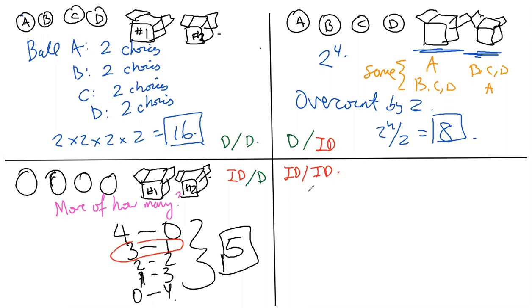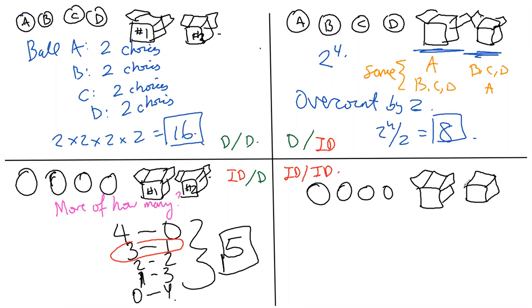And the final bit, of course, is when they're both indistinguishable. So how many ways do I have to put 2 indistinguishable balls into 2 indistinguishable boxes? And hopefully the last question should have inspired you as to how we can think about this question.